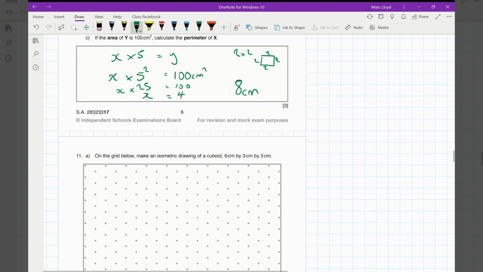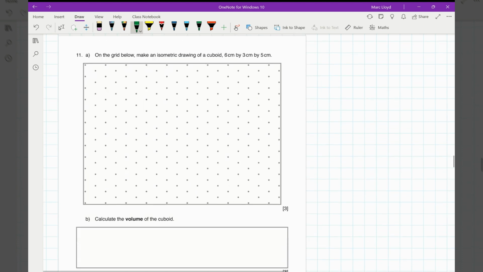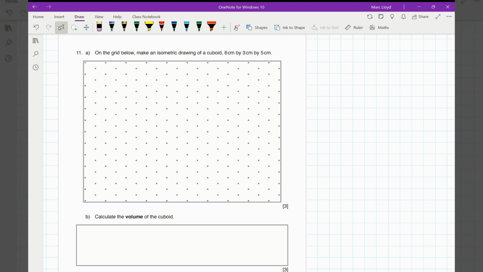Okay, question 11. Messed this up when I drew it because I went off the grid a little bit, so I'm going to try and stay down there. So it's make an isometric drawing, 6 by 3 by 5. It doesn't matter what way we do it. So that's 3. 1, 2, 3, 4, 5. And then 1, 2, 3, 4, 5, 6. So 3, 5, and 6.